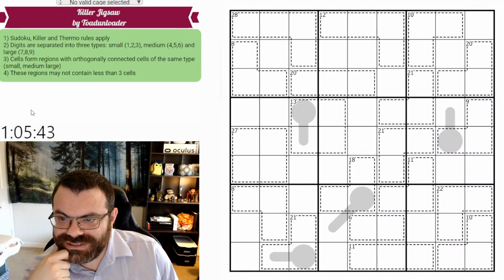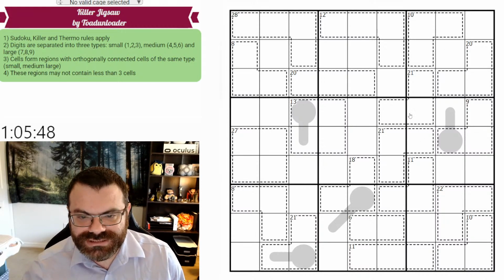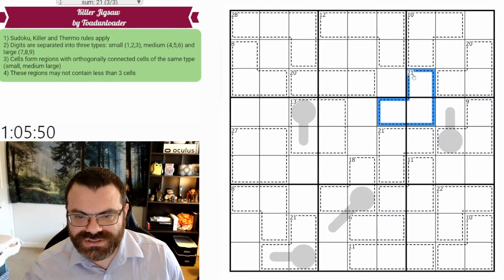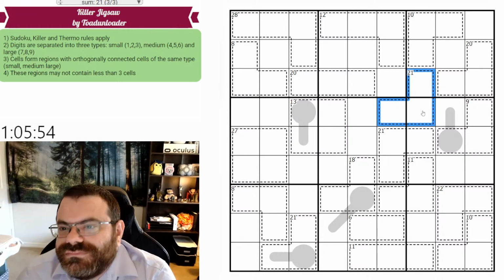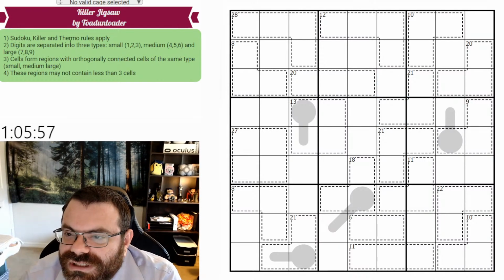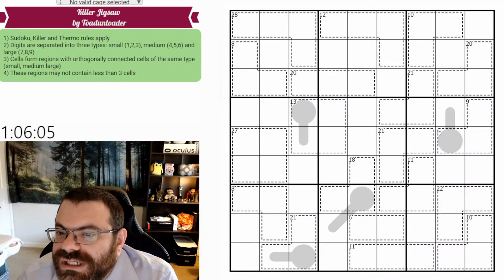So we have standard Sudoku rules. We also have standard killer rules. So digits in a cage sum to the value in the top left, and digits can't repeat in a cage. So keep that in mind. Standard thermos, so just this cell's bigger than this cell's bigger than this cell, this cell's bigger than this cell. The circle is smaller than the tip, basically.